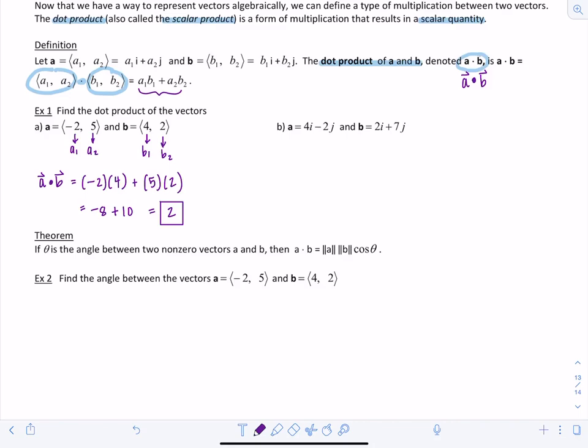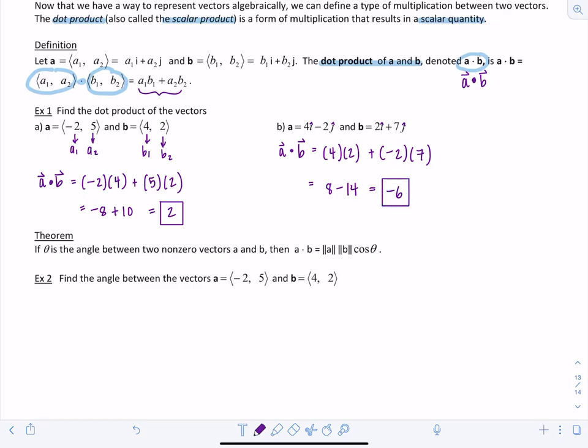All right, let's look at another example. Here A is 4i hat minus 2j hat, and then B is 2i hat plus 7j hat. So A dotted with B is going to be 4 times 2 plus -2 times 7. So that's going to be 8 minus 14, which is -6.